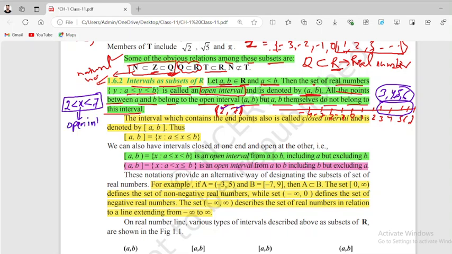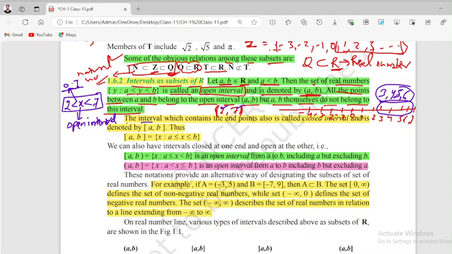This representation is basically for an open interval, and this sign is also used for an open interval. The sign is less than. So this is an example of the representation of an open interval.